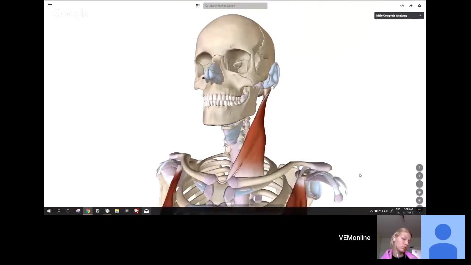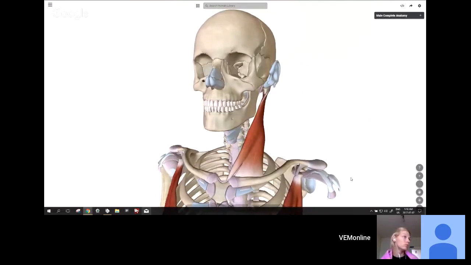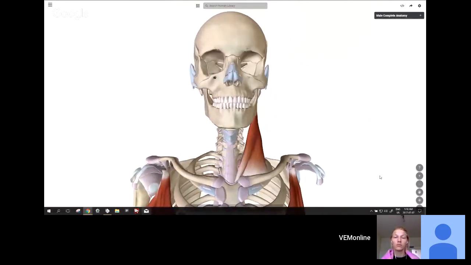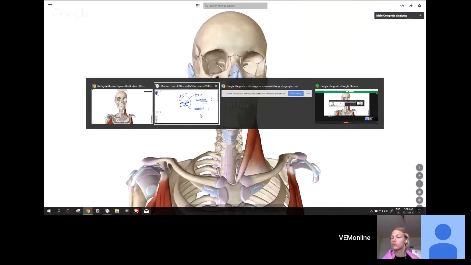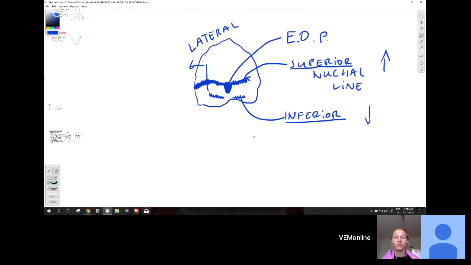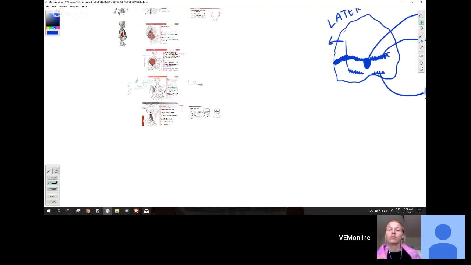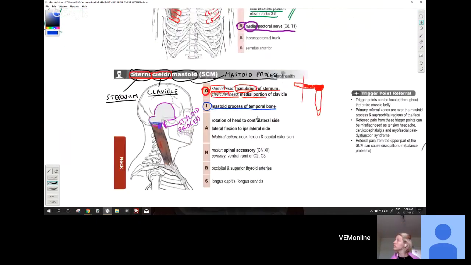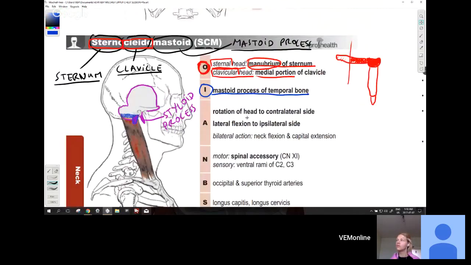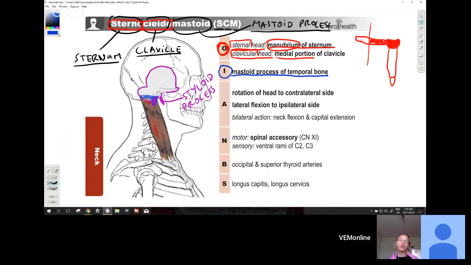Once again, insertion is the more mobile point. That's the point that's going to move a little bit more. So what do you think about the action? What could it do? And this is where we'll stop. This is the last point I want to make, and we'll be done for today. What could it possibly do? Here's the answer.